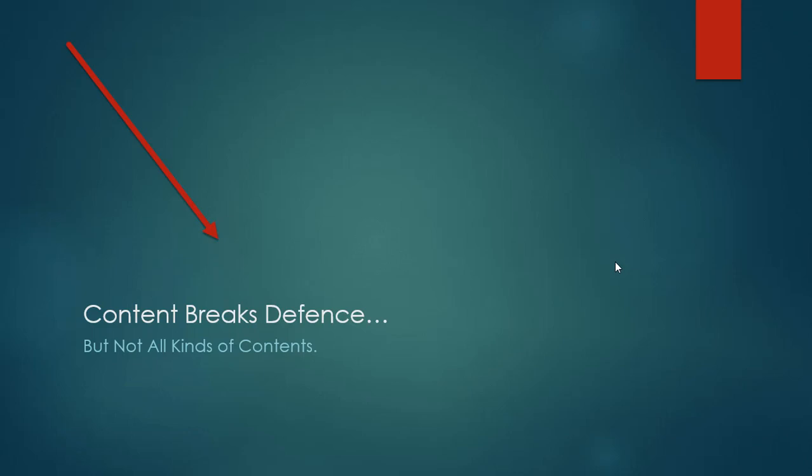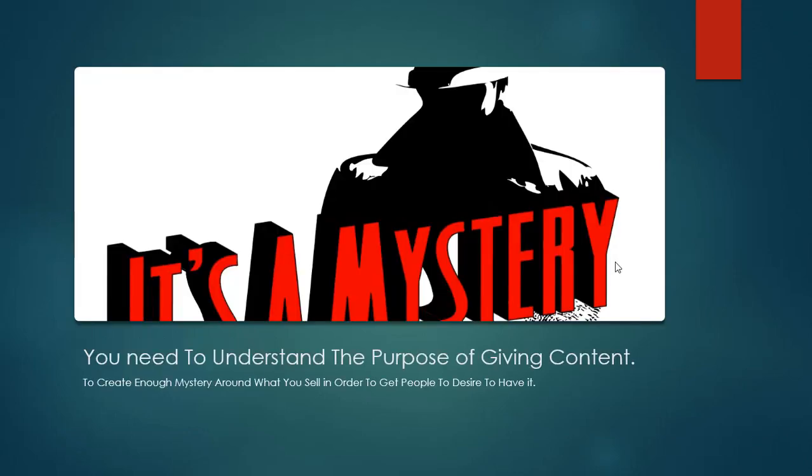So if you learn how to and master how to use content to sell, you're going to do a lot of damage. Okay, but then you need to understand that content breaks the fence, but not all kinds of content. We're going to be getting into the kind of content that breaks the fence, the kind of content that gets people to buy. Now, what you need to understand is the purpose of giving content that sells. Why do you give content in the first place? Now, when you understand the purpose, that is when you begin to give content that's going to make people want to buy your product.